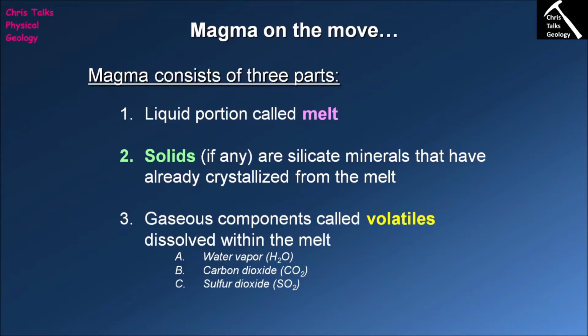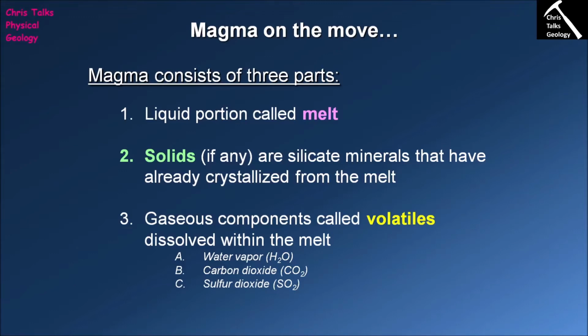So to begin with, let's think about what magma actually consists of. Well, magma actually consists of three separate parts. The first part is the liquid portion of your magma, which is referred to as the melt. And this is of course being created through the melting of minerals, either due to heating, decompression, or the addition of a flux, something like water.